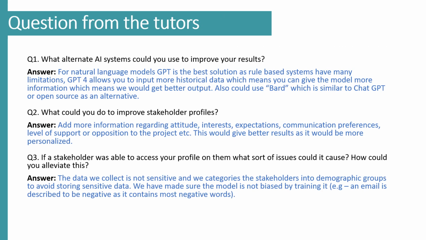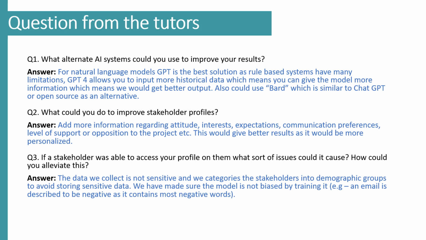For natural language models, GPT is the best solution as rule-based systems are restricted by their knowledge base. This means that when we come to generating our outputs, instead of being a this-or-that system, it will be able to produce unique and different outputs each time the system is used. GPT-4 allows us to input more historical data, which means that we can give the model more information, hence getting a better output.